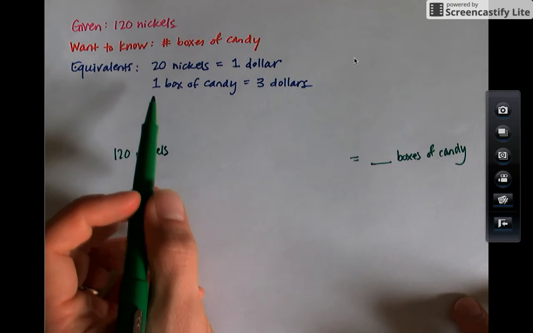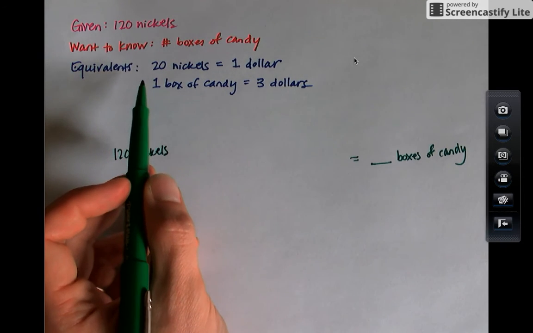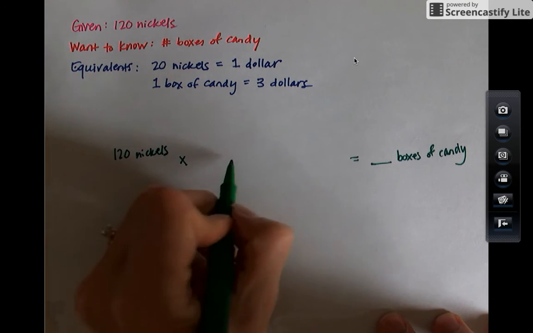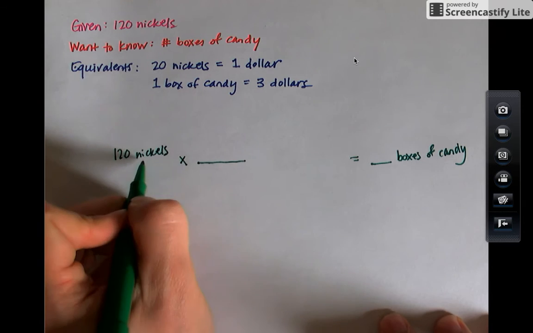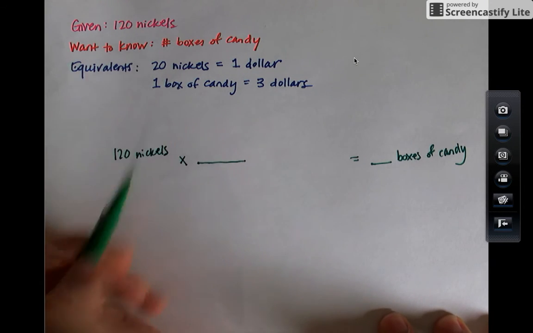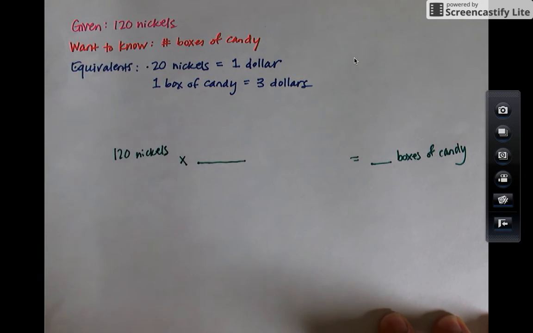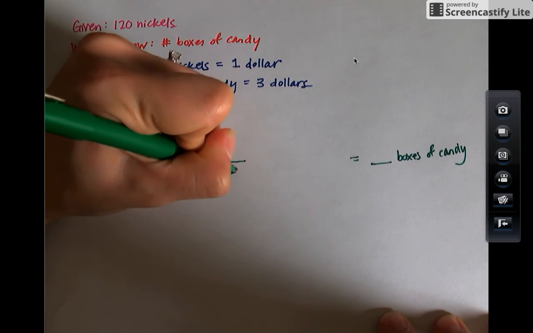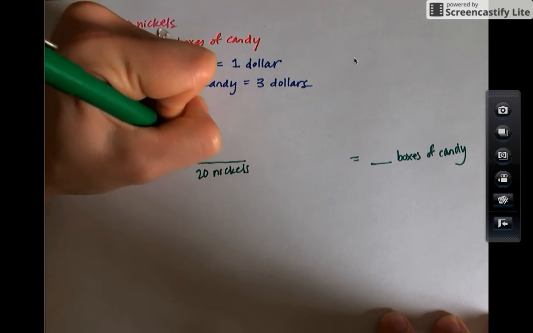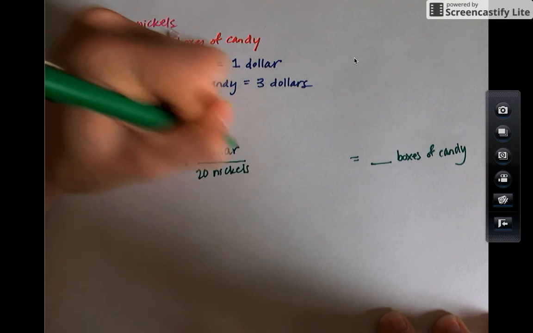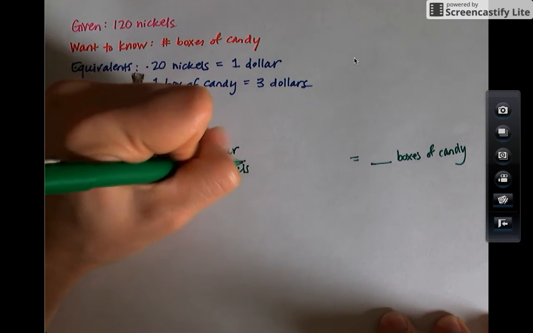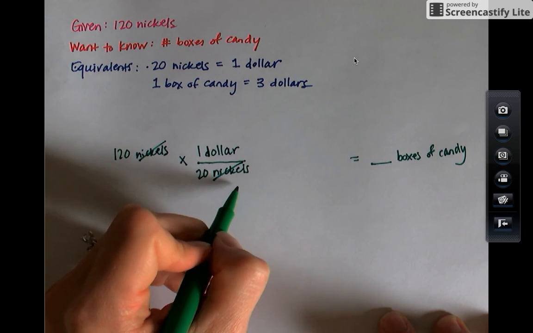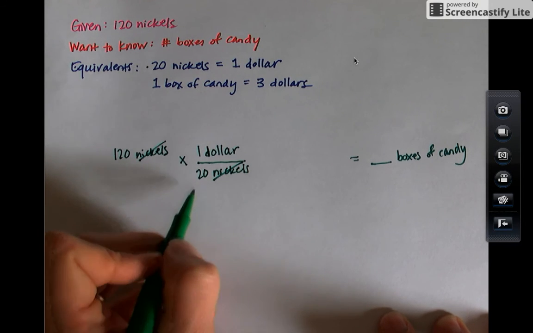Remember how we can turn these equivalents into fractions? I'm going to multiply this value by the fraction I can make from this first equivalent relationship. And I'm going to put the nickels on the bottom. The reason being that when something's on the top and bottom of a fraction, I can cancel it out. So what I just did is I crossed out those units, which is called canceling the units.